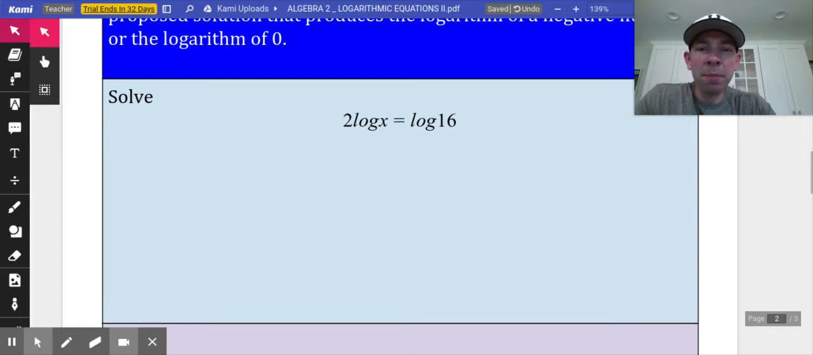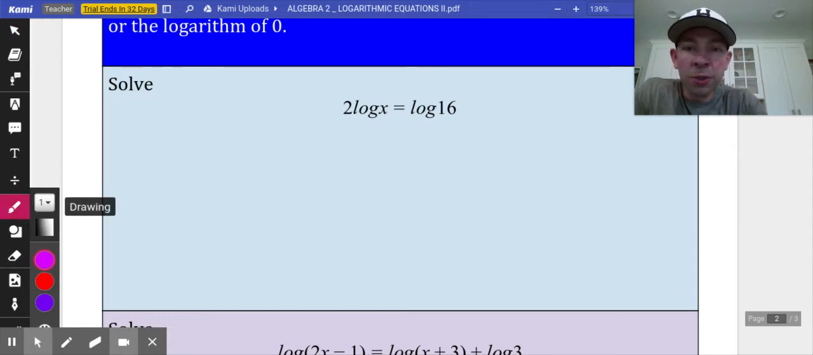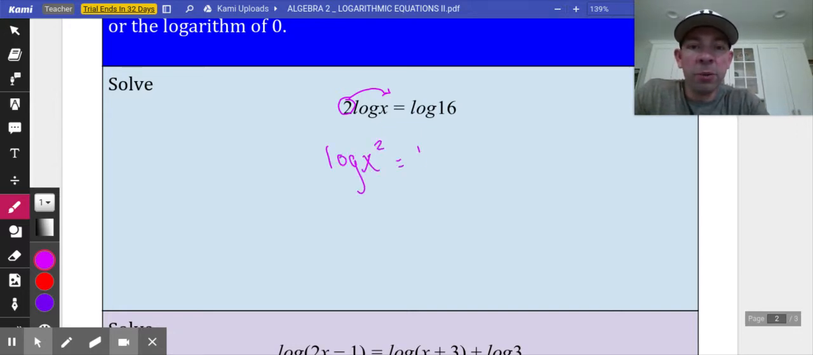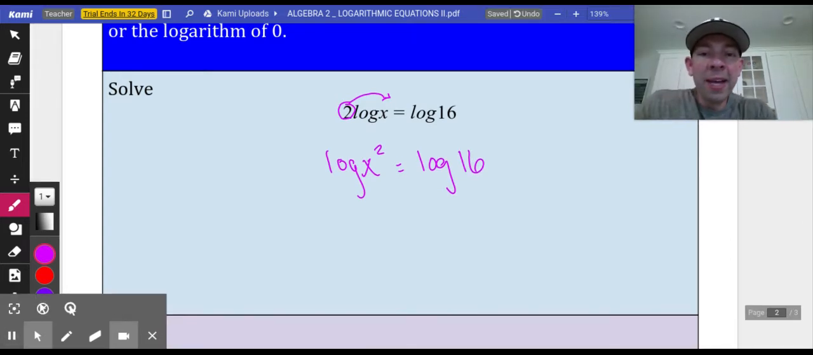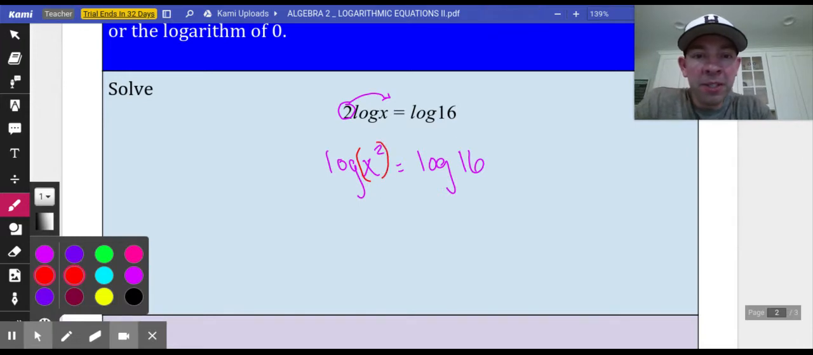So here's our first example. We've got single logs on both sides. That's the good news. Now, what do we do with the 2? Remember, our third log property says this 2 can become the exponent. So I'm going to say the log of x squared equals the log of 16. So we've accomplished step 1, where we've written each side as a single log and the coefficients are 1. So this inner function must equal this inner function, so we could say x squared has to equal 16.